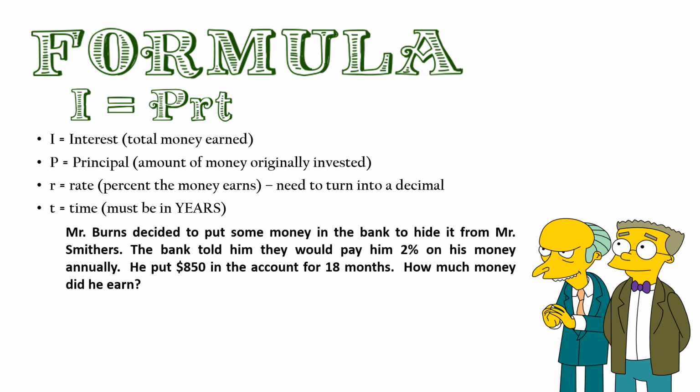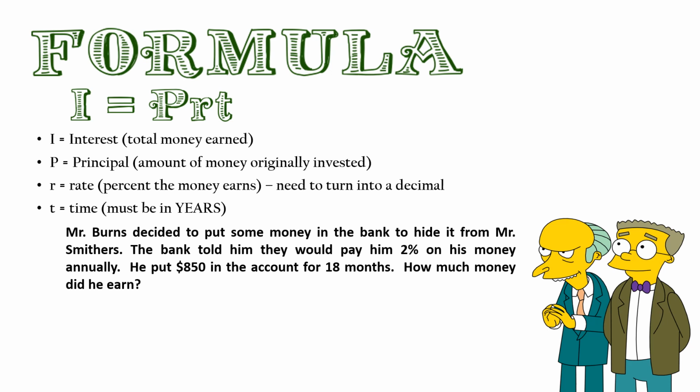So here's another word problem. Mr. Burns decided to put some money in the bank to hide it from Mr. Smithers. The bank told him that they would pay him 2% on his money annually. He put $850 in an account for 18 months. How much money did he earn?